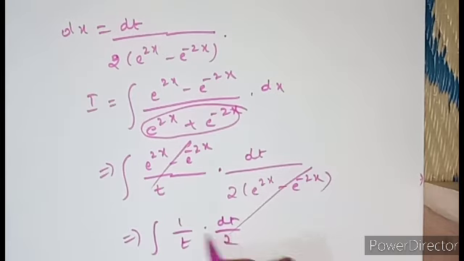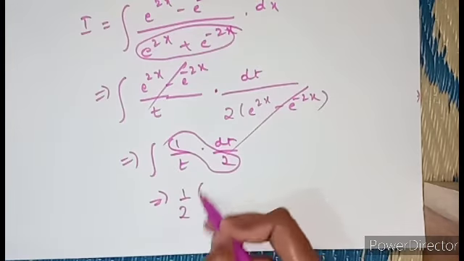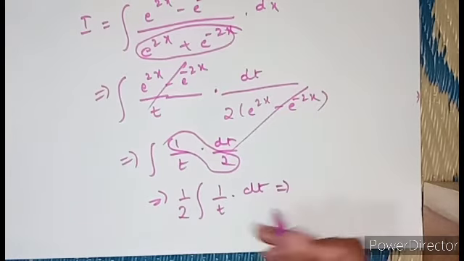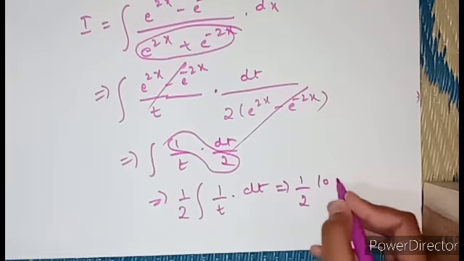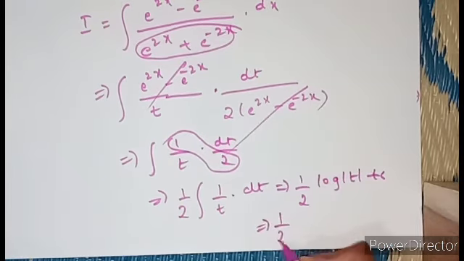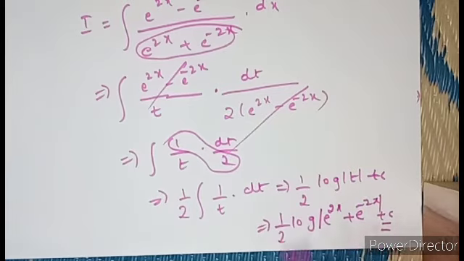Now take this 1 by 2 outside since it is constant. Taking 1 by 2 outside, we have 1 upon 2, integral of 1 upon t into dt. The integral of 1 upon t is log mod t plus c, right? Now substitute your t back. Here t is what we have taken, e raised to 2x plus e raised to minus 2x, plus c. So this is the required answer.